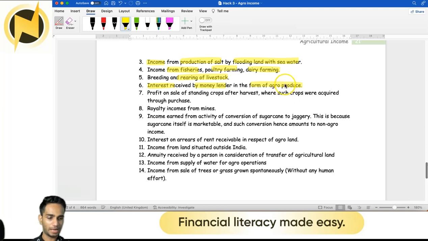Say I'm a moneylender, and instead of interest in the form of money, I tell the person who has taken money from me, who is a farmer, no, give me my interest in the form of whatever you are producing. So he gives me some agricultural products. No, that won't be agricultural income.